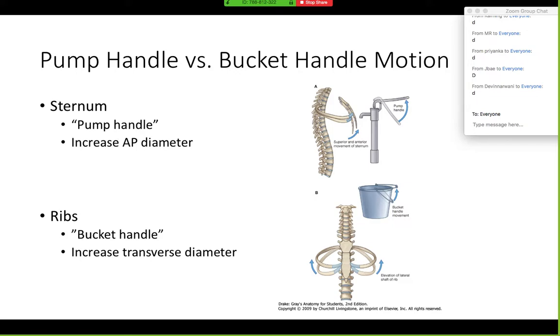So the sternum acts as a pump handle, meaning that it's going to increase the AP diameter. AP means anterior posterior. So the sternum is going to come out anteriorly, so your front to back diameter is going to increase, and we call that a pump handle motion. And then the ribs have a bucket handle motion because they increase the diameter of the thoracic wall transversely, so out to this side. So pump handle, bucket handle.